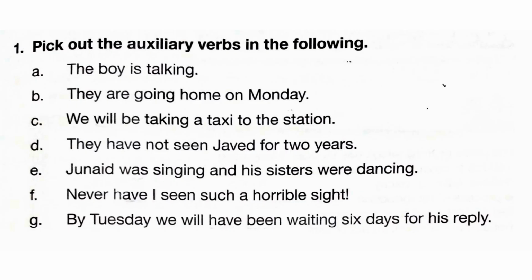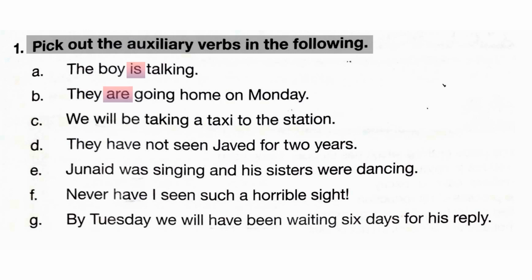In Part C, question number 1 is: pick out the auxiliary verbs in the following. A. The boy is talking. B. They are going home on Monday. C. We will be taking a taxi to the station. D. They have not seen Javed for 2 years.